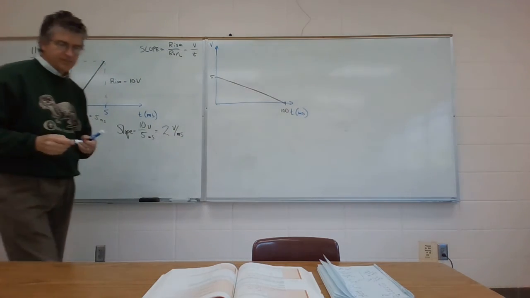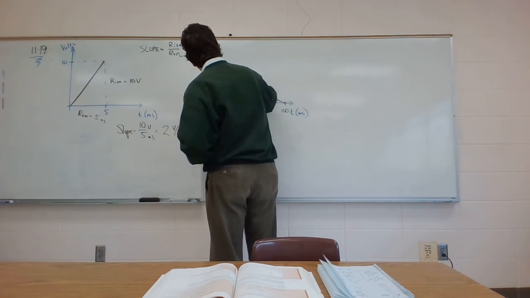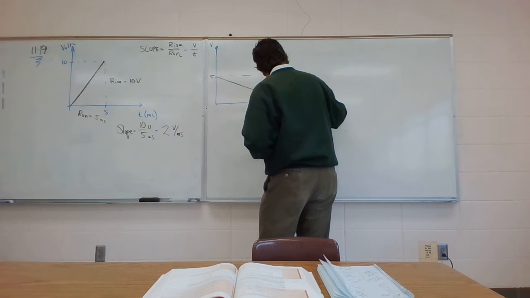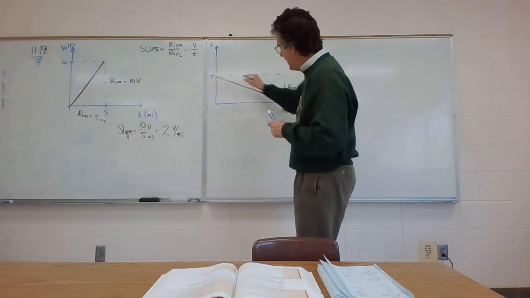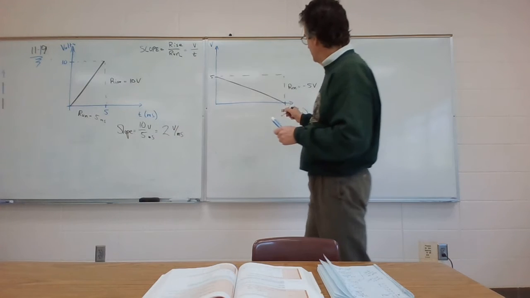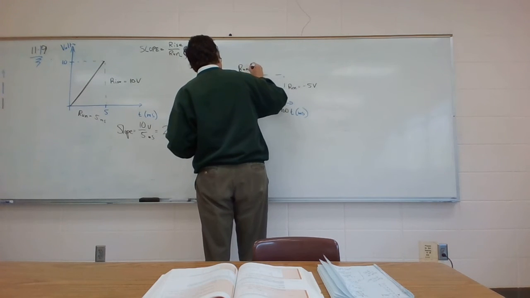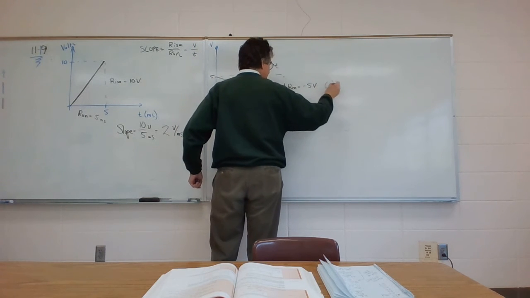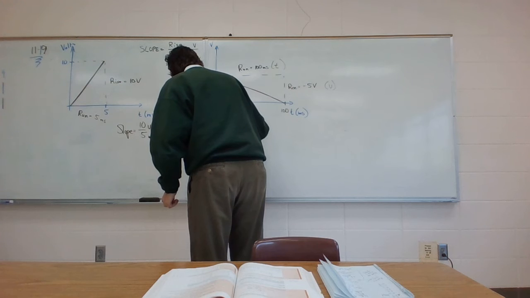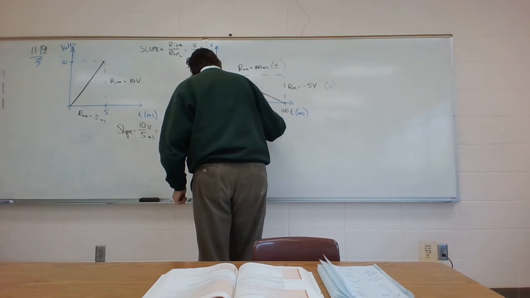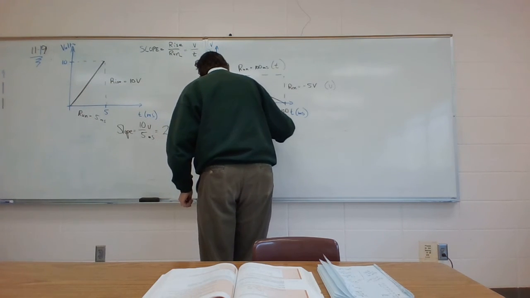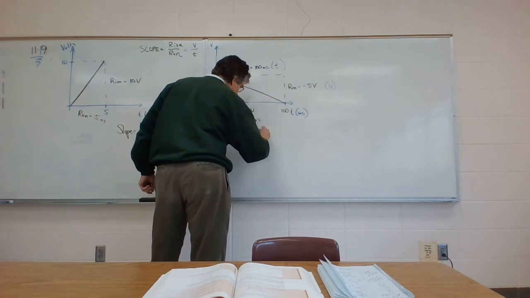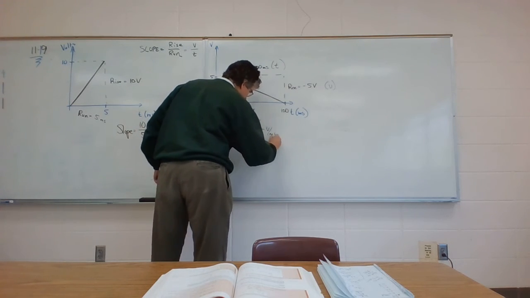That's your slope. Over here, your rise is negative 5 volts because it went down 5 volts. Your run is 100 milliseconds. That's your time. This is your volts. So your slope is negative 5 volts over 100 milliseconds, which is going to be negative 0.05 volts per millisecond.